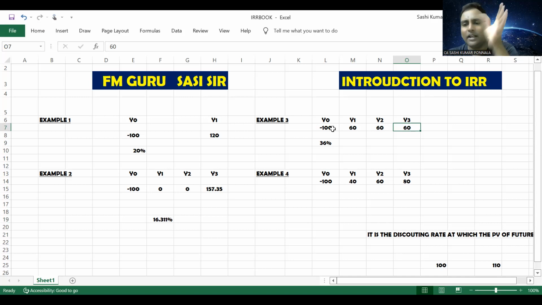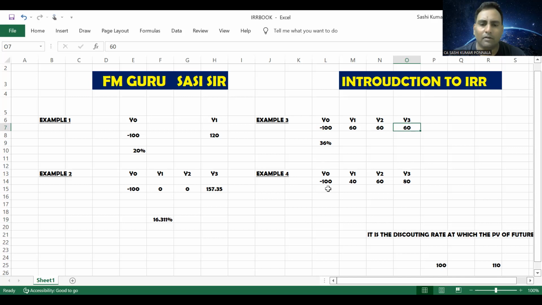Say 35% and 37%. Discount the cash flows using 35%. You will get more than 100 in this case. Discount the cash flows with 37%. You will get a value which is less than 100. That means the IRR of the investment lies between what? These two. If you interpolate these two values, you will get the IRR of what? Approximately 36%. Third example is over.